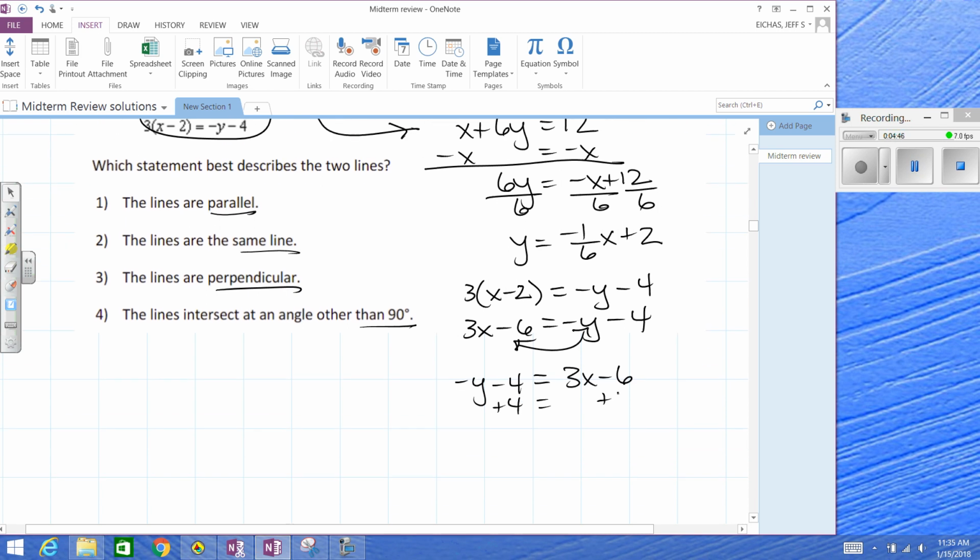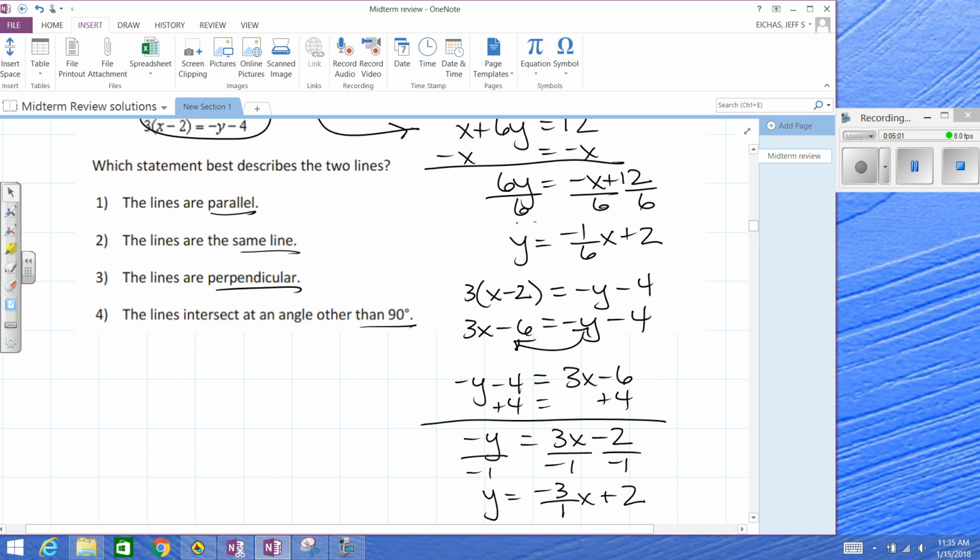Add 4. All right, a little dangerous here. I've got to change all the signs, so I'm going to divide by negative 1. Negative 3 over 1 x plus 2.